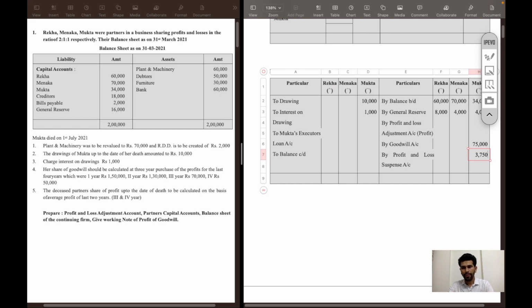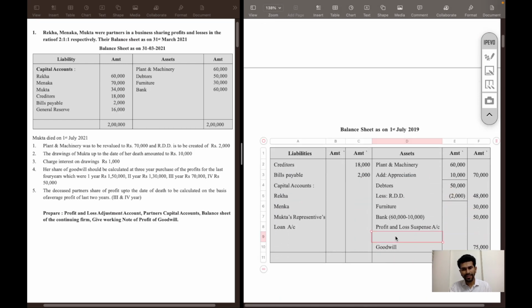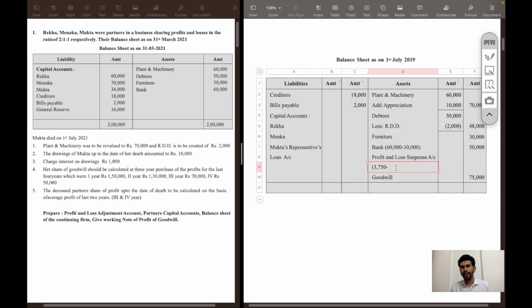3,750 by profit and loss suspense account. Suspense account we have created because the deceased partner is not going to continue in the business. Next effect will be in balance sheet asset side, profit and loss suspense account, 3,750 rupees, but interest on drawings is not yet recorded, so it will be deducted from the profit.